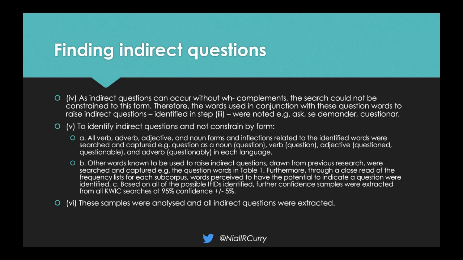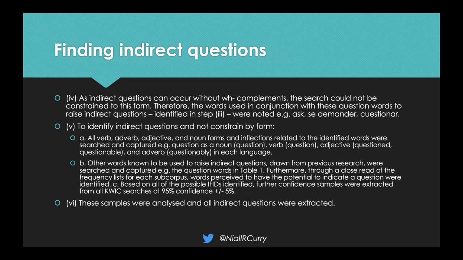And then again, I thought, okay, this is a nice list of words, but is that far enough for me to be able to say that I've really thoroughly unpacked these forms and I'm not being too driven by form? And so to identify the questions I'm not constrained, or not constrained too much, by form, really, because we're always going to be constrained by form when we're popping this into a search in corpus software. But what I did was I looked for all verb, adverb, adjective, and noun forms and inflections related to the words. So I might look for the noun question, the verb to question, the adjective questionable, etc. So I looked for all of these for every single word that I'd found in my initial searches.